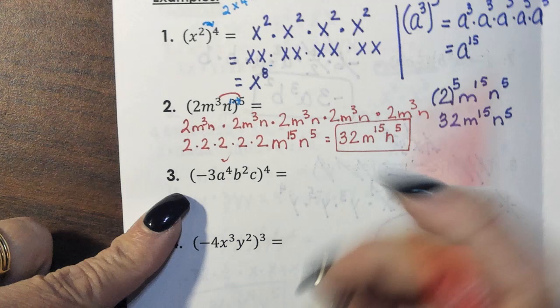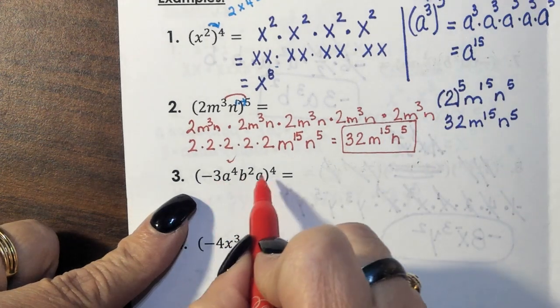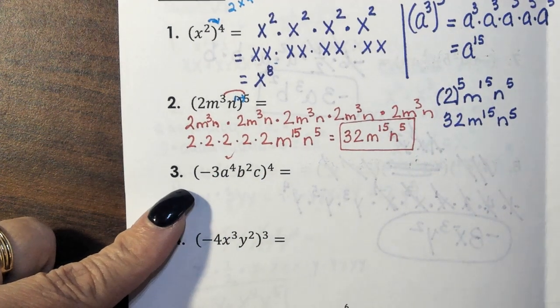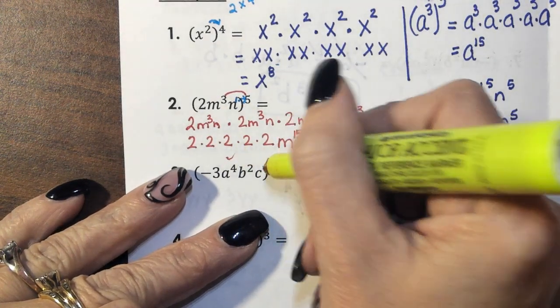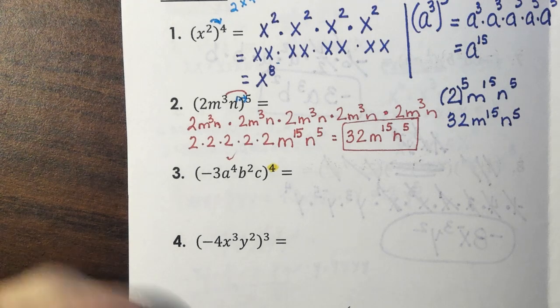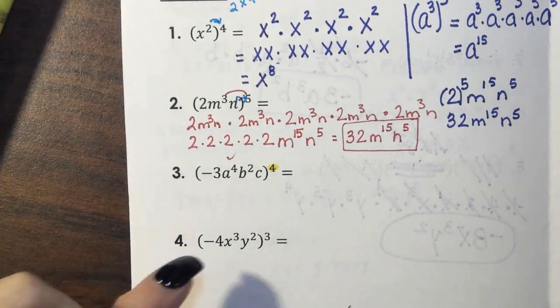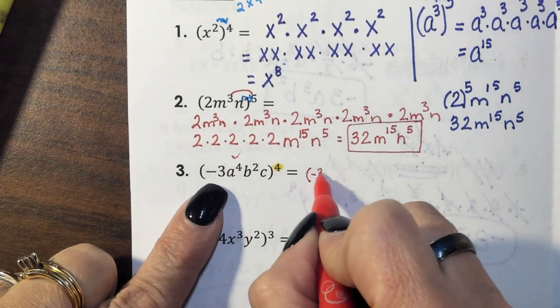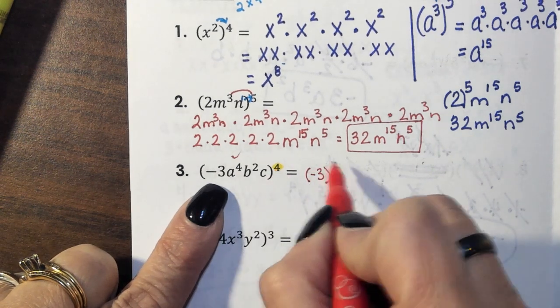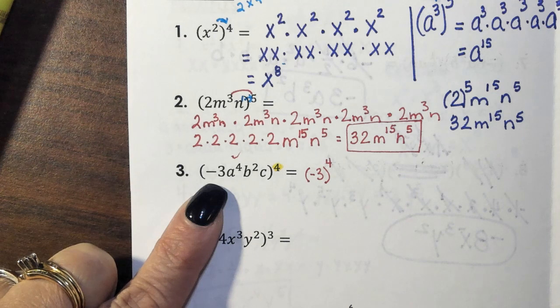All right, so here we go. This 4, oh my gosh, 4 is so bossy. I'm going to highlight him. He is the bossy dude. Okay, bossy dude is bossing everybody around. So we're going to put parentheses because we have a coefficient. We're going to say negative 3, and we're going to put whatever that exponent is.